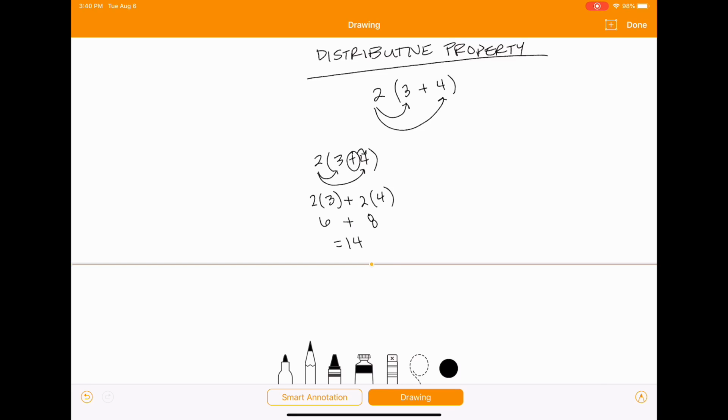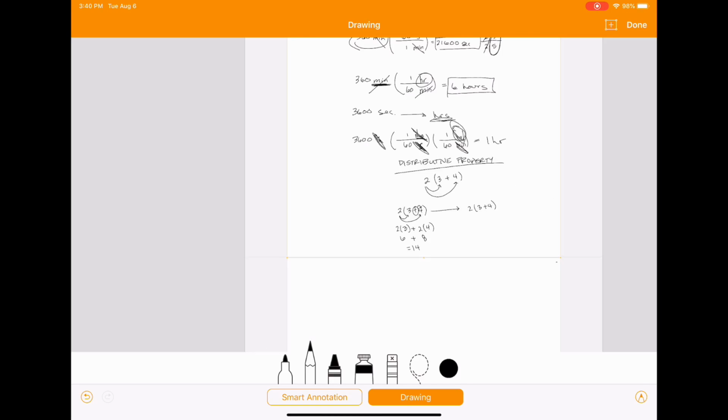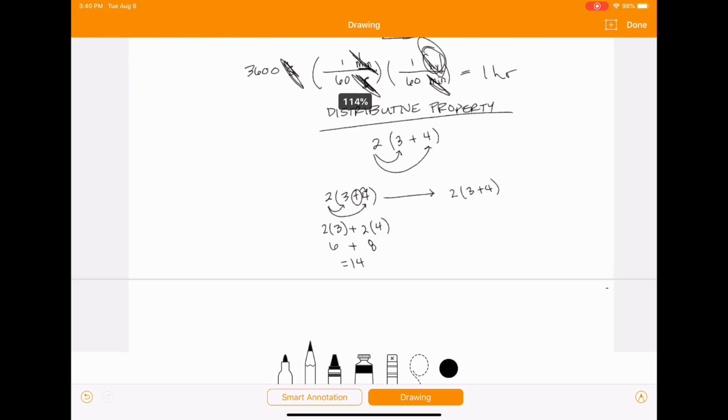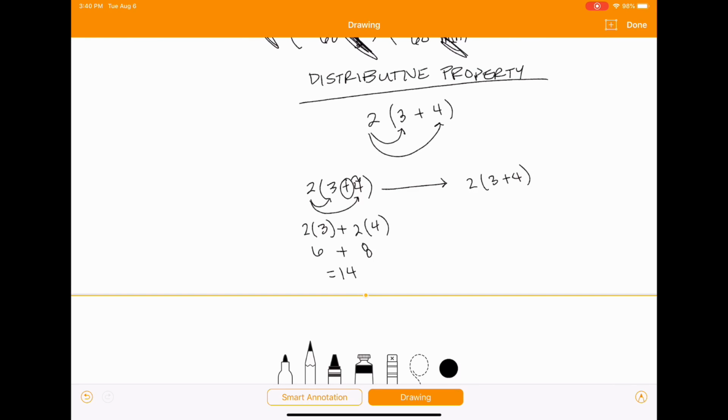And again, you can see that that distributive property works, because if we were to do the addition first, we'd have 2 times 3 plus 4 is 7. So 2 times 7 is 14. And these are the same. So the distributive property works.